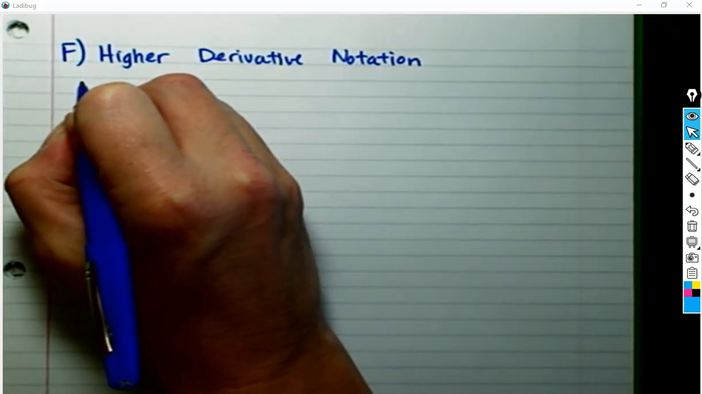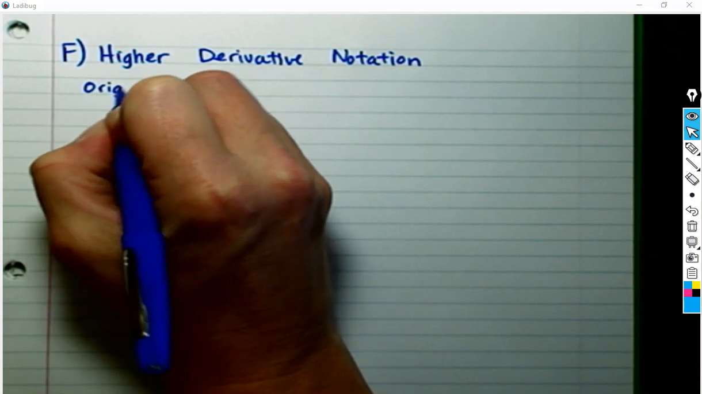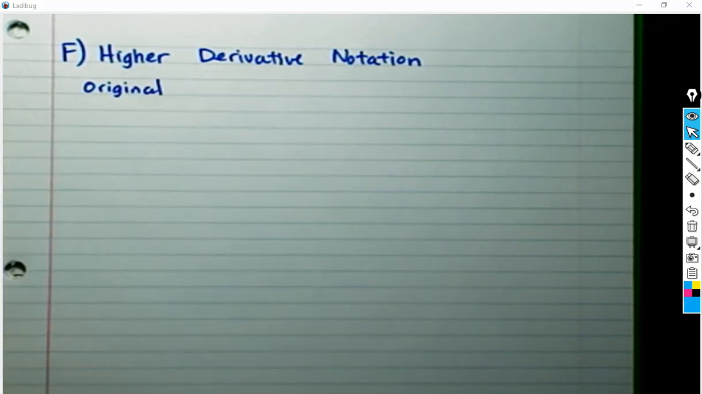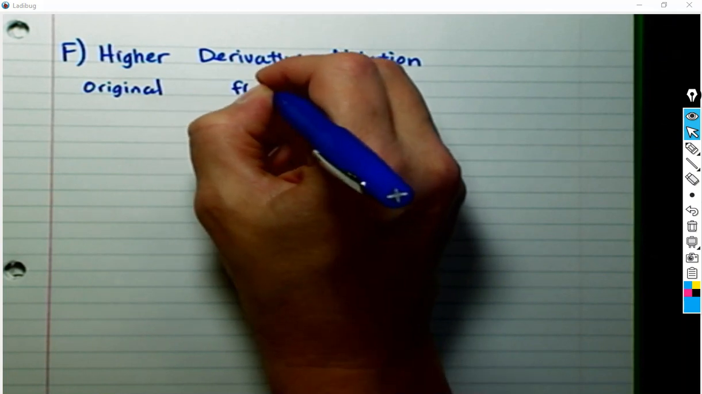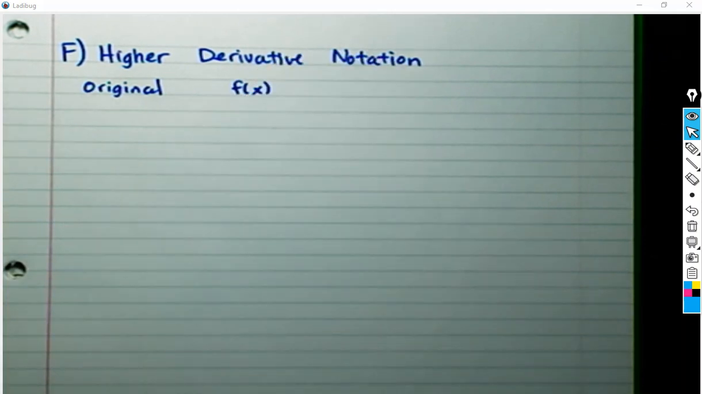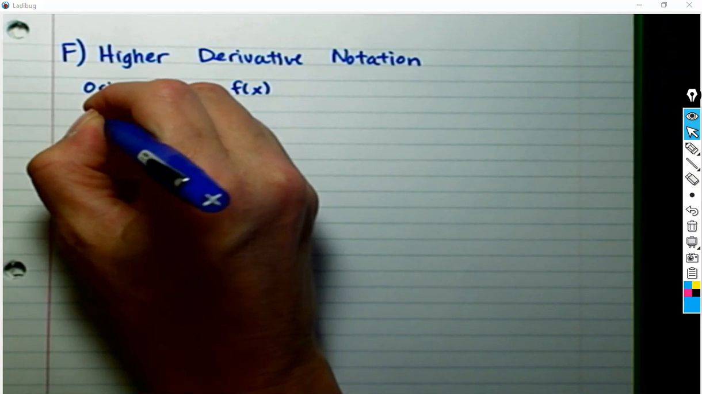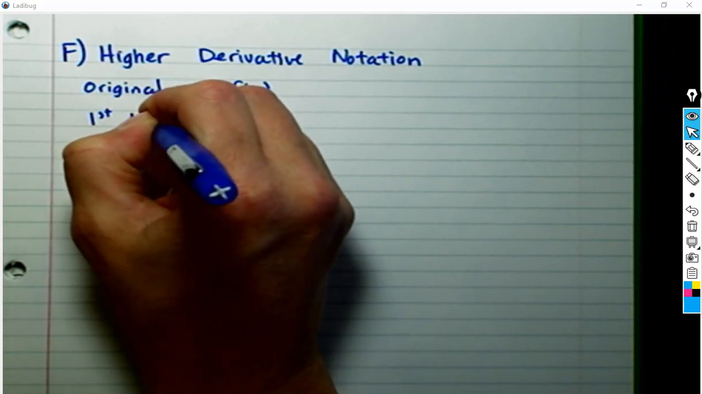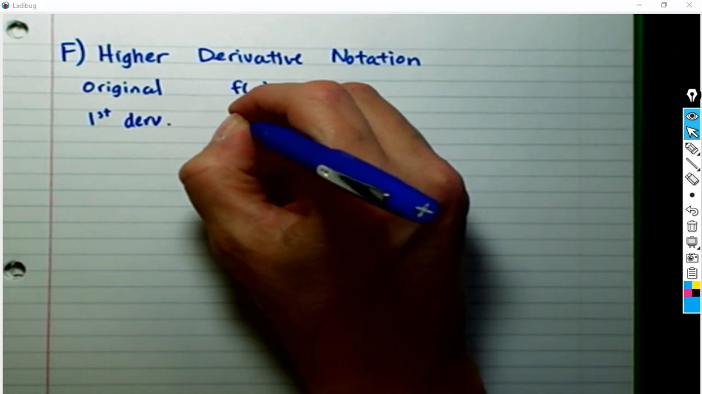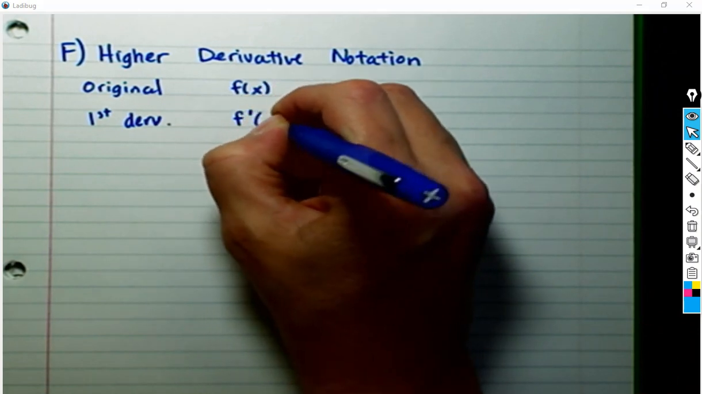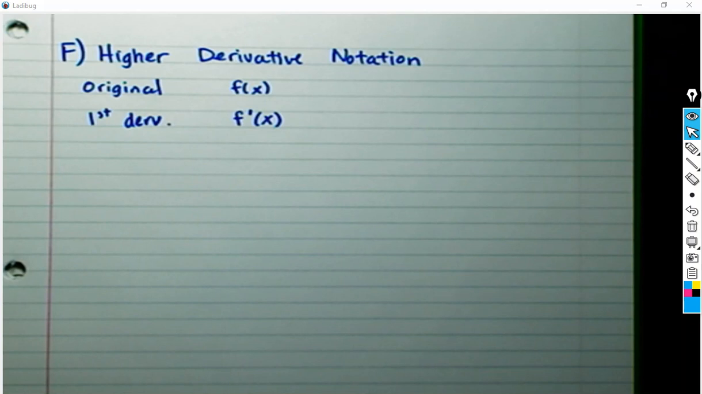f of x is the original. Okay, so the original is f of x. The first derivative is f prime of x. We're like, sounds good. We've been doing that for a week or so now.